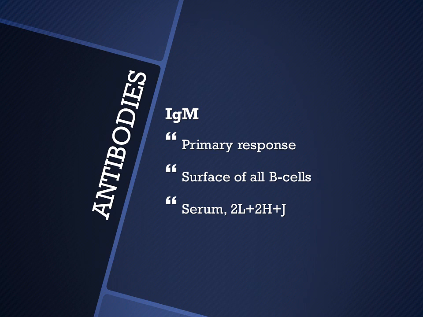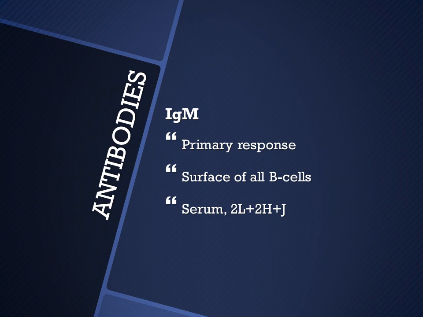Immunoglobulin M is the most important antibody of the primary response. It is present on the surface of all the B cells. This immunoglobulin M molecule comprises two light chains and two heavy chains along with the joining chain. It is mainly present in the form of a pentamer, or it can also be seen in the form of a dimer. But the main structure, the main formation of immunoglobulin M, is a pentamer.